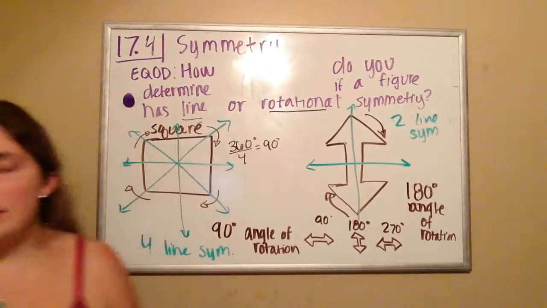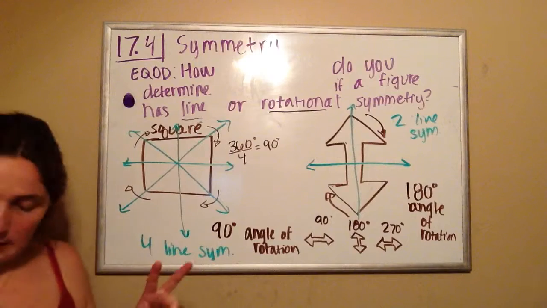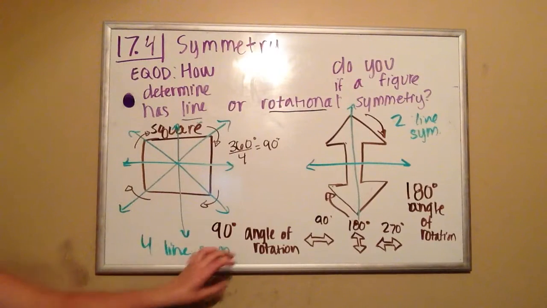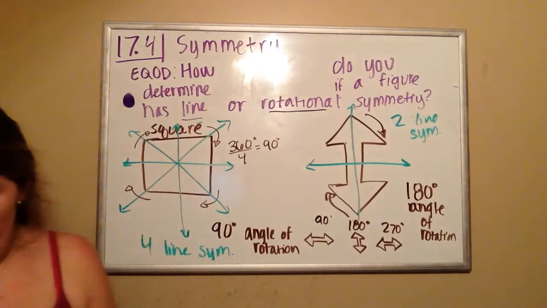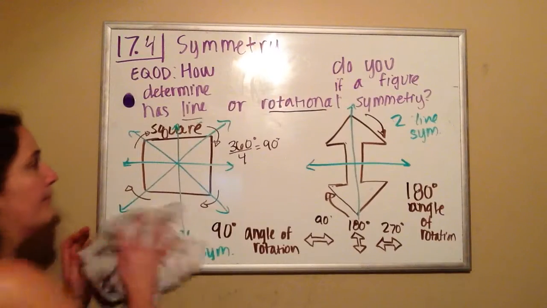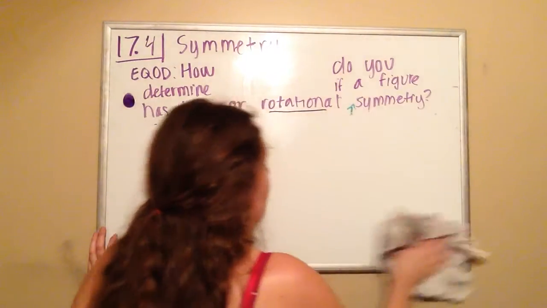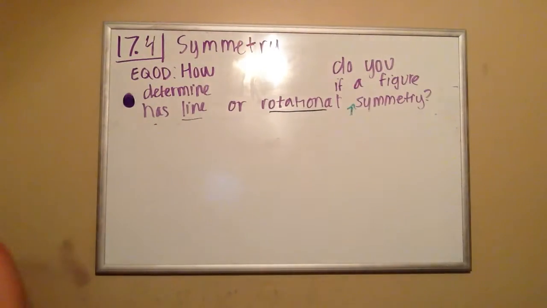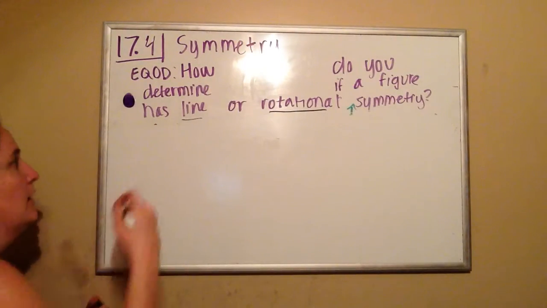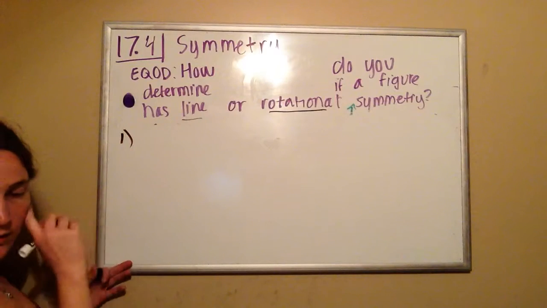So when I give you some to do on the left-hand side, the two things that I need to know are how many line symmetries, what is the angle of rotation? And assume that even though my drawings are absolutely horrendous, that they are perfect. So first one.